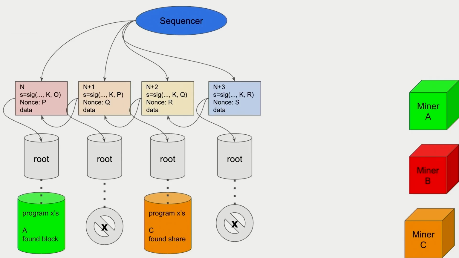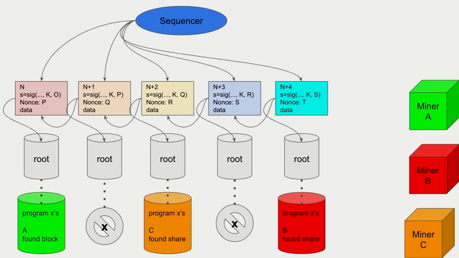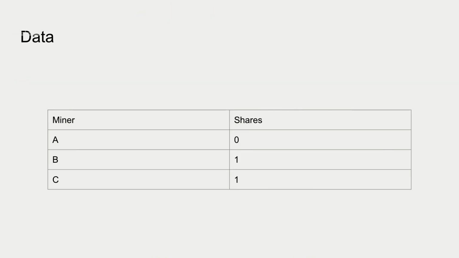Some other data comes up. It's not really relevant for you. You ignore it. Then B finds a share. B submits the share to the sequencer. The sequencer sequences the message, includes it. And then this is what our state looks like.